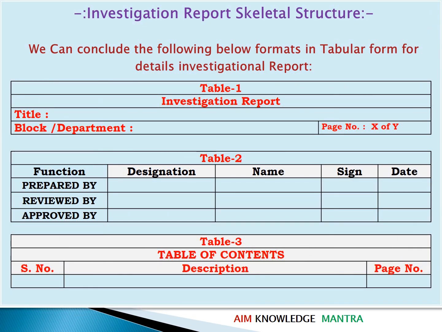Investigation report skeletal structure. We can conclude the following formats in tabular form for the detailed investigation report. Table 1: Investigation report, title, block/department, page number X of Y. Table 2: Function, designation, name, sign, date; prepared by, reviewed by, approved by. Table 3: Table of contents, S. No., description, page number.